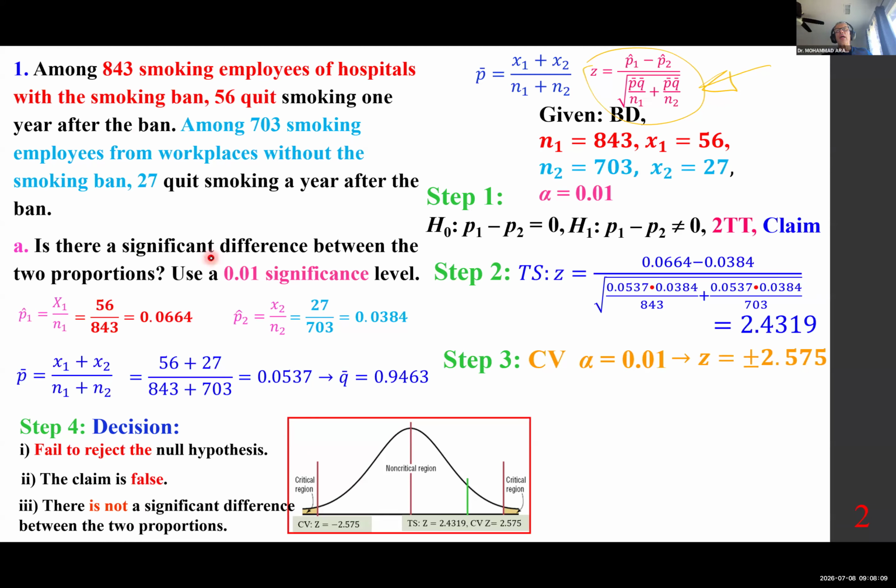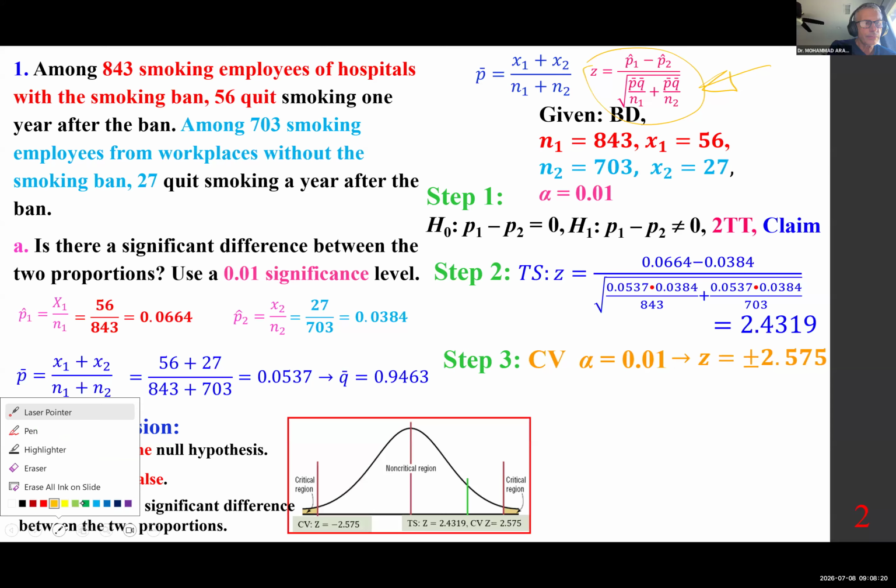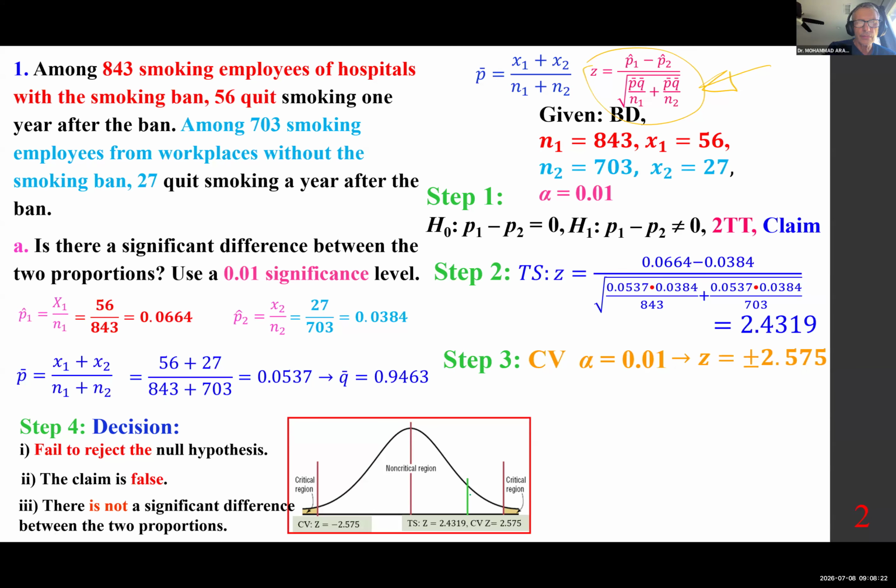As far as the technology is concerned and the p-value, please understand, the p-value in this case is the area to the right of the test statistic, this area times 2. Why is it times 2? Because it's a two-tailed test.